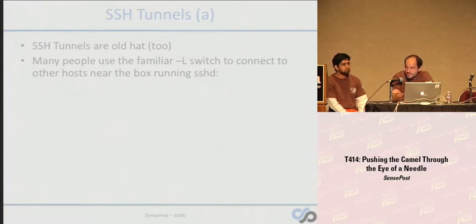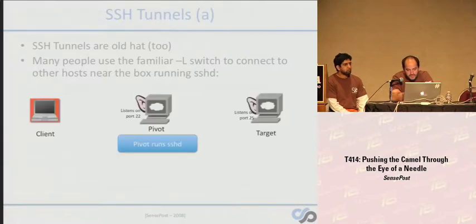The next option for these pivot techniques is through the use of SSH, and we're mostly all familiar with SSH and its ability to tunnel traffic. So again, with the same situation where you have a client, pivot, and target. In this case, the pivot, which is the machine that the attacker has access to, runs a secure shell daemon, and it listens by default, of course, on port 22. The pivot has access to a target that's inside the network, and in this case, it's listening on port 25.